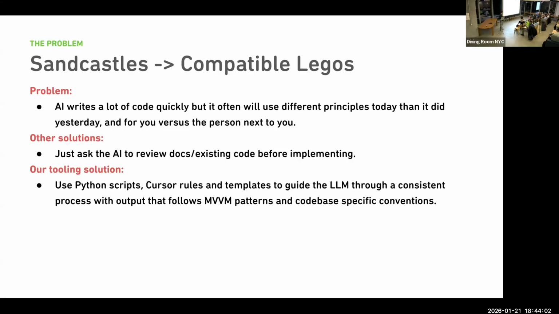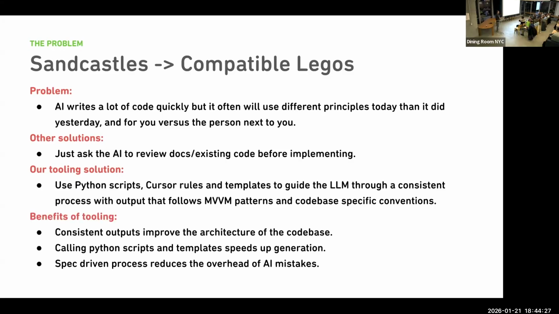So at Duolingo, we've built a more robust flow for handling this, where we use Python scripts, Cursor rules, and templates to guide the LLM through a consistent process with output that follows our MVVM patterns and codebase specific conventions. I'm going to be throwing some MVVM buzzwords into this presentation. If you don't really understand those, that's fine. This flow can really be applied to any architecture.